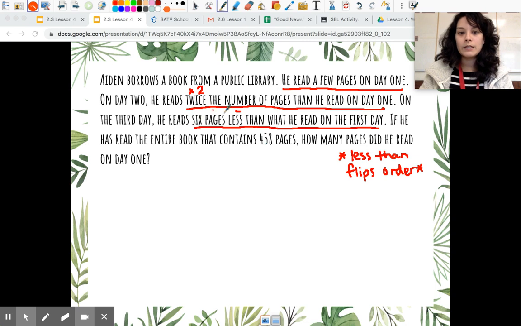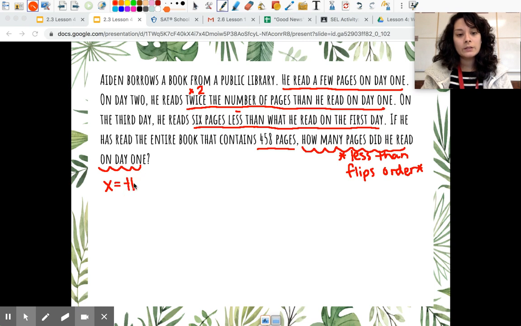So it says 6 less than what he read on the first day. So what we're going to do is take the amount he read on the first day, put that amount first, and then subtract 6. If he has read the entire book that contains 458 pages, how many pages did he read on day 1? Okay, well, first let's identify the question that's being asked. That's our question, right? How many pages did he read on day 1? Well, that's my variable x.